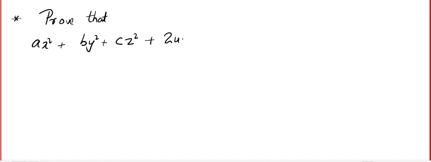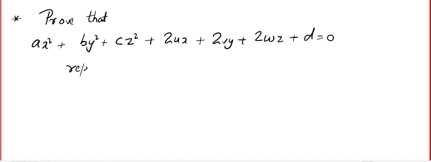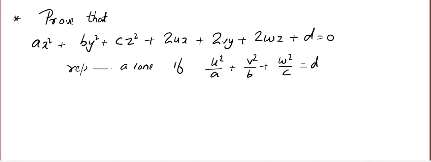So the question goes like, prove that ax square plus by square plus cz square plus 2ux plus 2vy plus 2wz plus d equal to 0 represents a cone if u square by a plus v square by b plus w square by c is equal to d. It's a very famous problem.